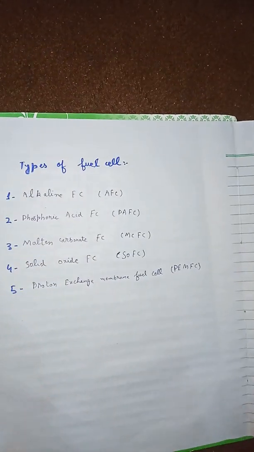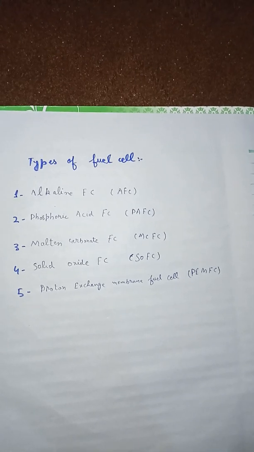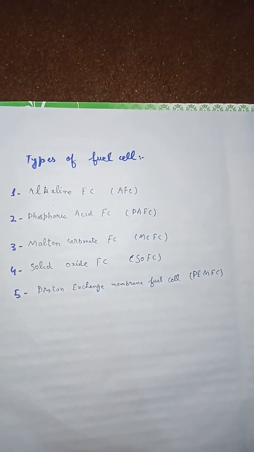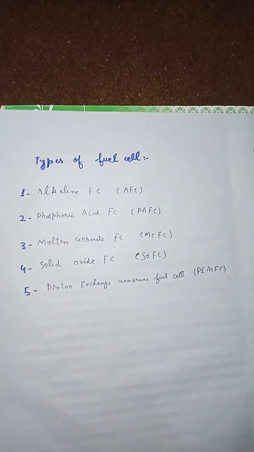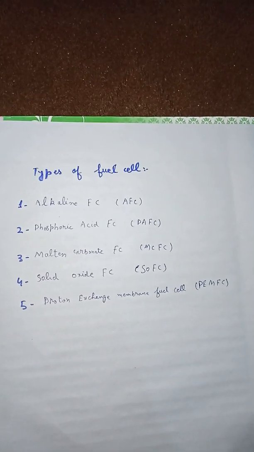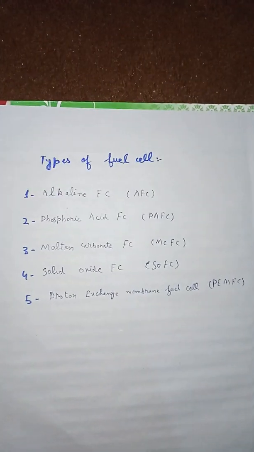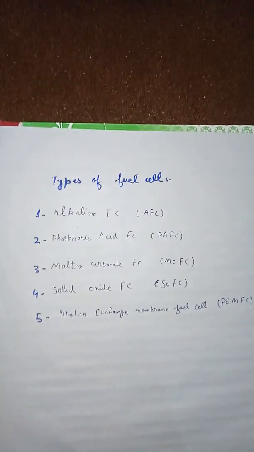First type is alkaline fuel cell. This type of fuel cell was introduced in the early 1960s. It has compressed hydrogen and oxygen fuel, potassium hydroxide electrolyte, and its efficiency is 70%, and it operates at 150 to 200 degrees temperature.